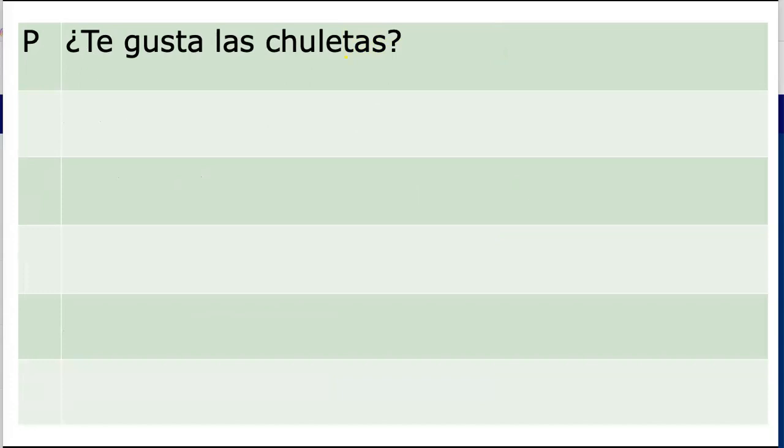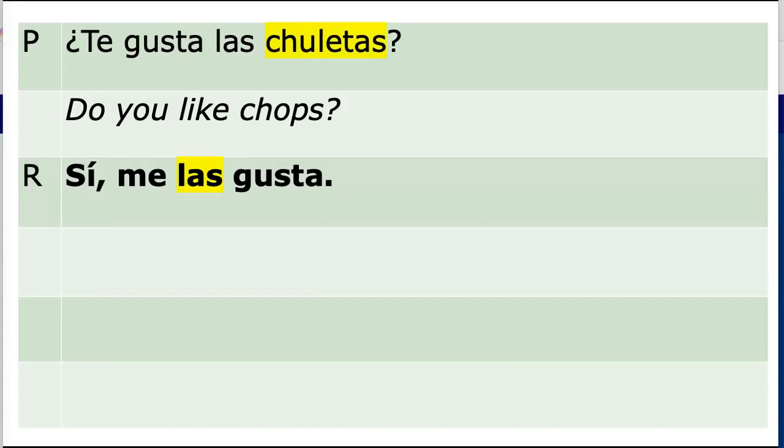¿Te gustan las chuletas? And what does this mean? Do you like chops? And I want you to answer, yes, I like them. Sí, me las gusta. And notice when we have a verb like gustar, the direct object pronoun is always going to go closer to the verb.